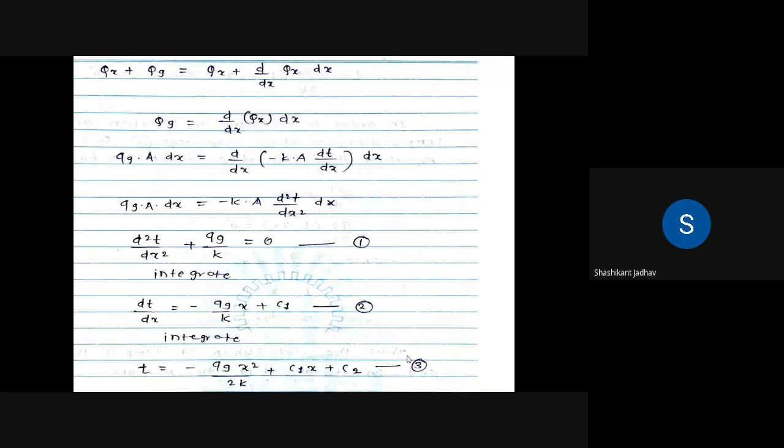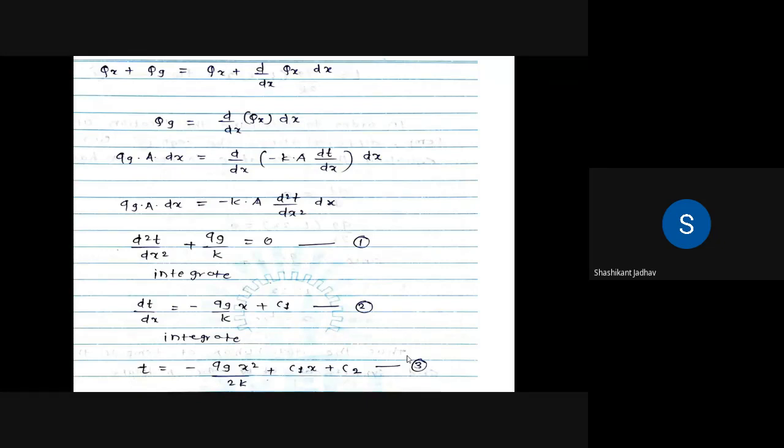So what is the remaining equation? d square t upon dx square plus qg by k is equal to 0, and that is equation number 1.